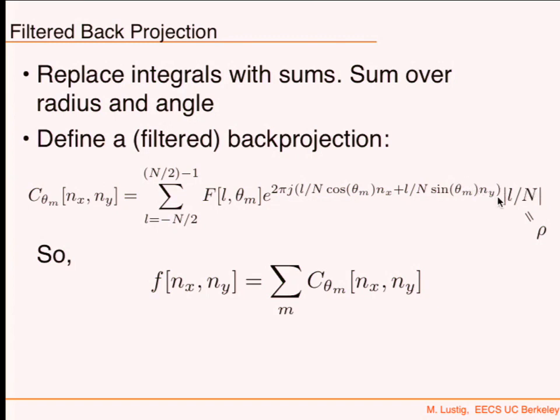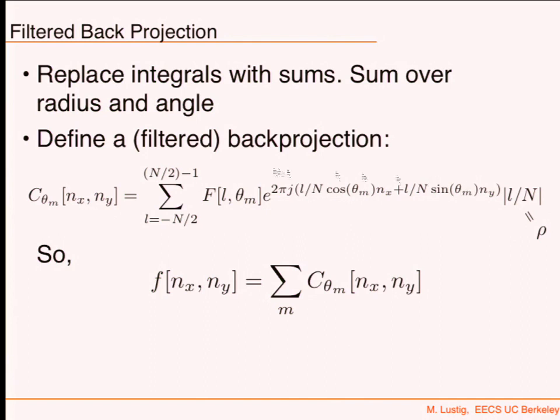So this L over n is really rho. L is the index, where I am in the radius, divided by n, the total number of samples that I have, will give me rho. And that goes from minus half to half. I have sine of theta sub m. Again, this is the discrete version.